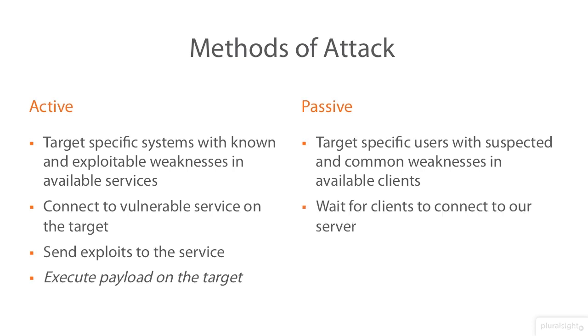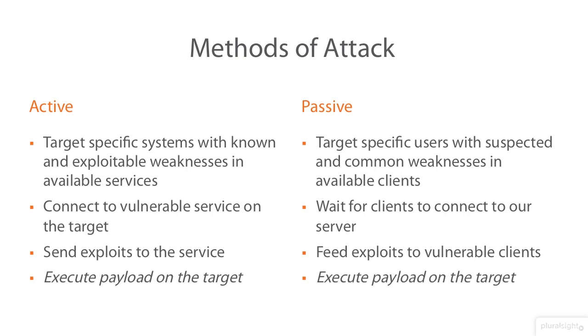So, we wait until that client connection is made. Then our fake server will send exploit code to the vulnerable client and attempt to compromise it. If the exploit code is successful, our payload code is then executed. As you can see, in the end, the result is the same. We were able to exercise a weakness with exploit code and gain access using a payload. Let's visualize these two methods.